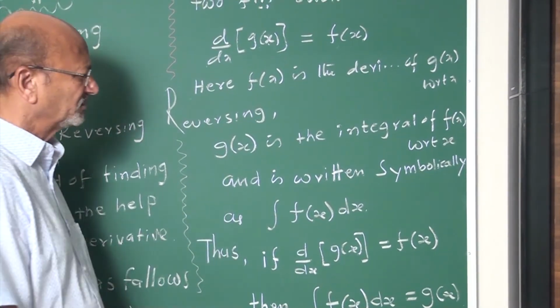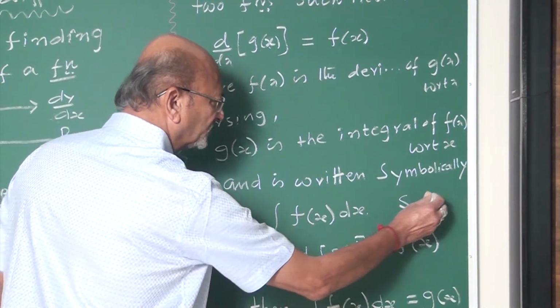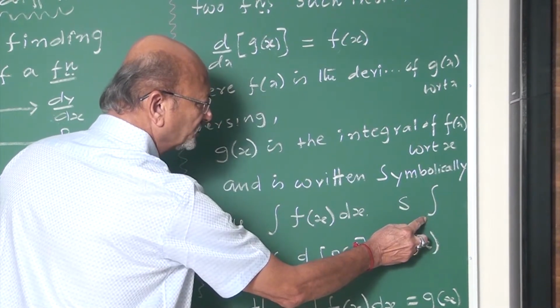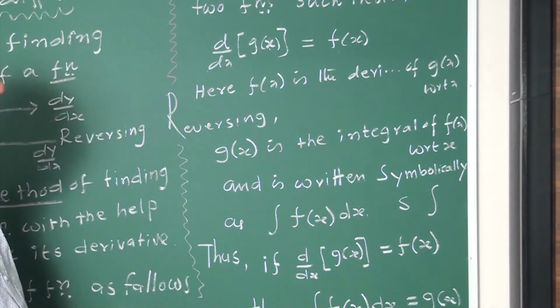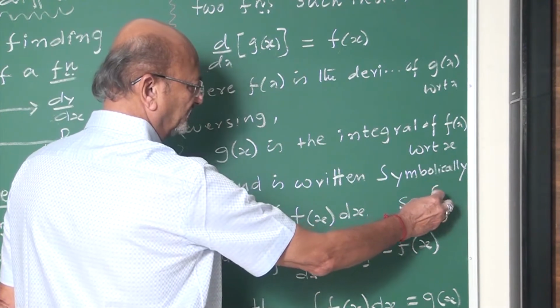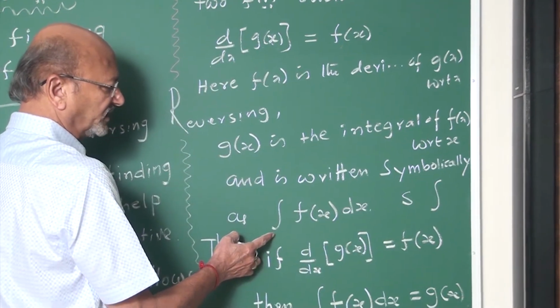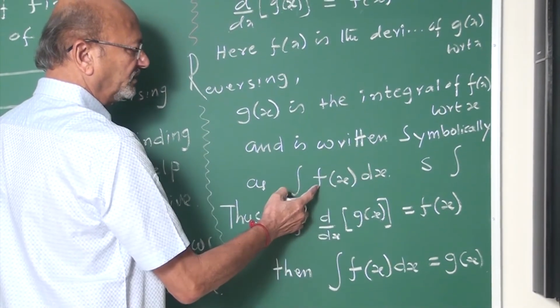yes, my friends, this is your S. This S, we write it a little stylish, fancy. Somebody will pronounce it as big S, small s, big S. This is a symbol to denote what? Integral. It is an integral sign. Integral of f(x) with respect to x.